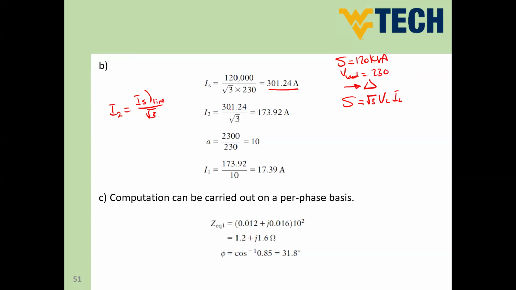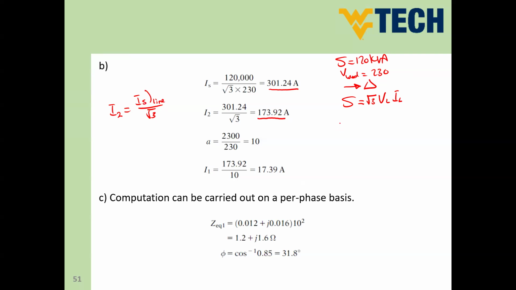So 301.24 divided by root 3 is 173.92, and this is the phase current of our delta connection. Now we would like to get the phase current of the primary winding. We are now using the single phase transformer because we got the phase value, so we can use the single phase turns ratio.